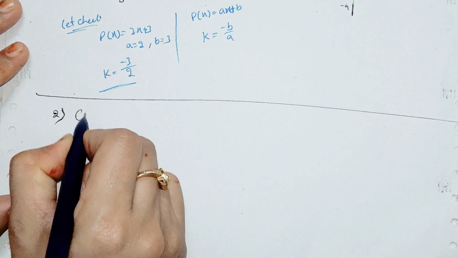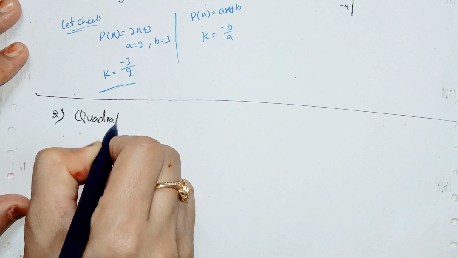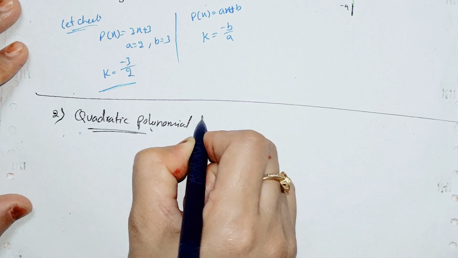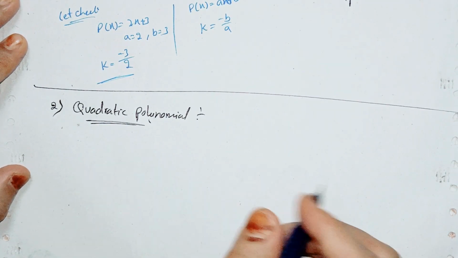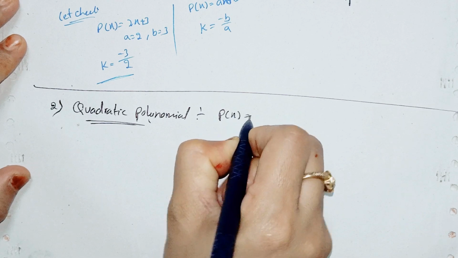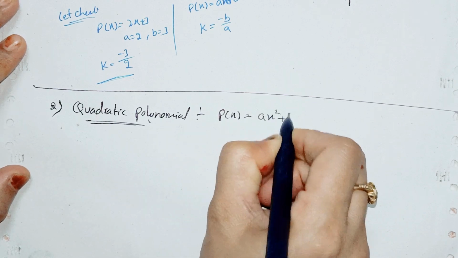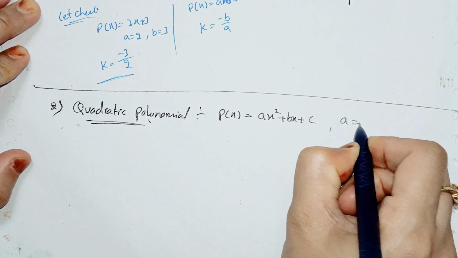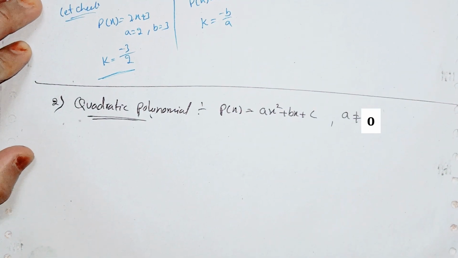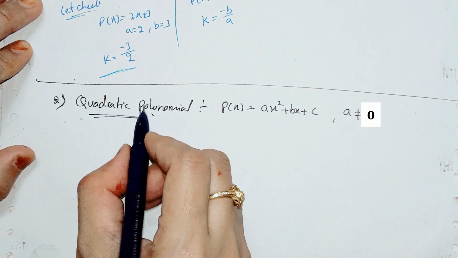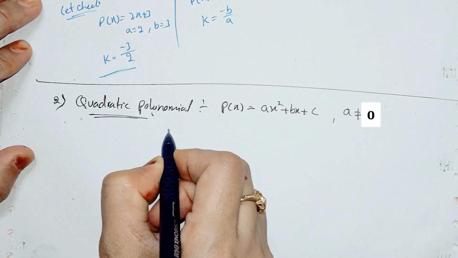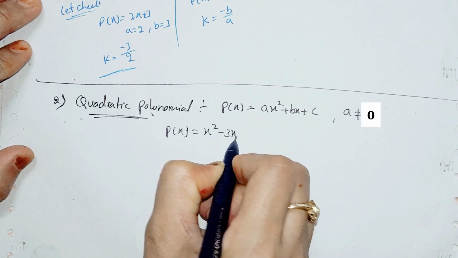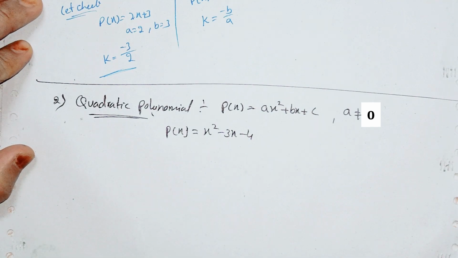Quadratic polynomial. So what is the general form of a quadratic polynomial? P of x equal to ax square plus bx plus c, where a is not equal to 0. Now let us take the polynomial p of x equal to x square minus 3x minus 4. So this is our polynomial.